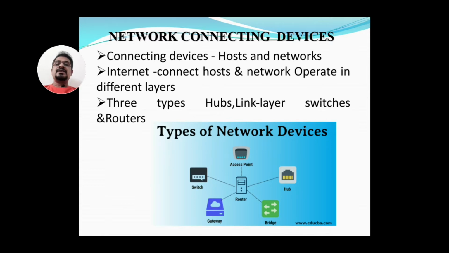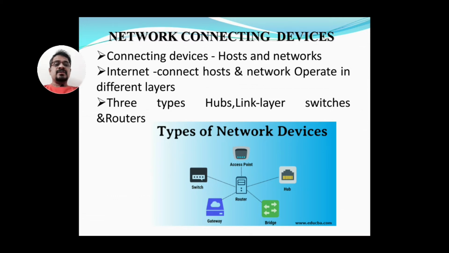Here, with the internet, there are two types of networks we can create: the internet written with a small i, meaning a local internet, and the Internet with a capital I, meaning the worldwide Internet. Whether it is a local network or the worldwide Internet, it connects all the hosts and networks, which operate in different layers of the OSI as well as the TCP/IP model. Not all networking devices operate in only the physical layer, or only the data link layer, or the network layer.